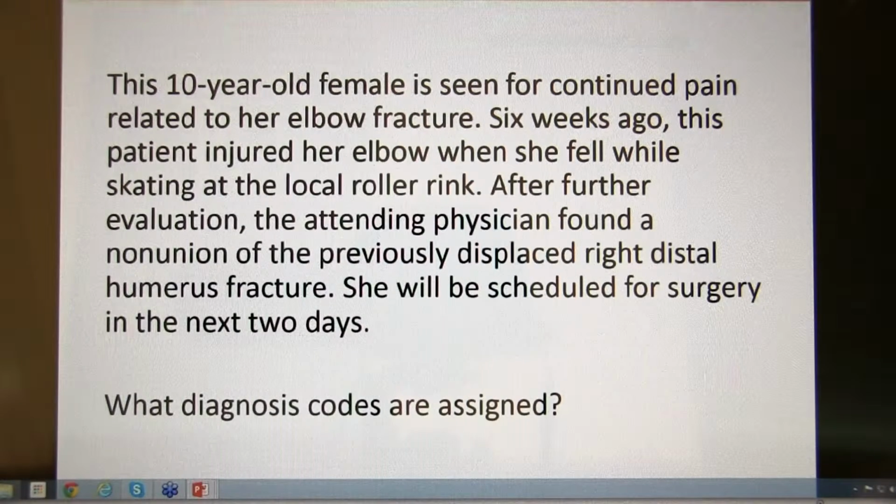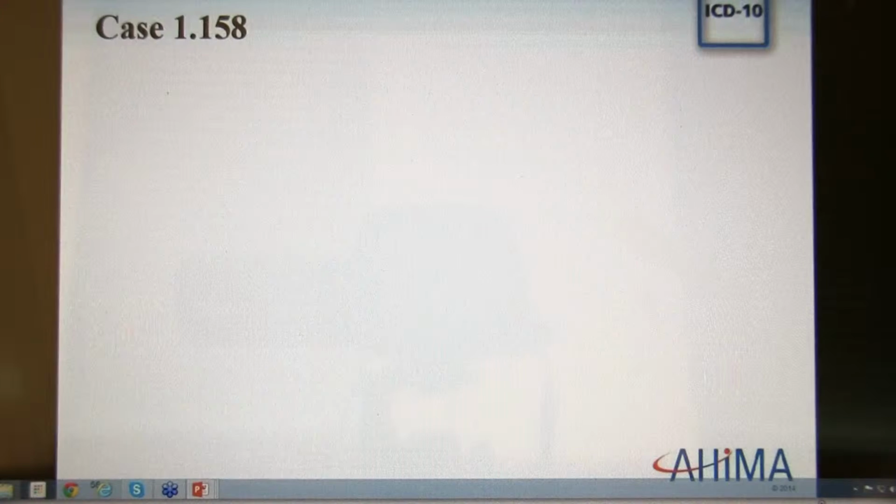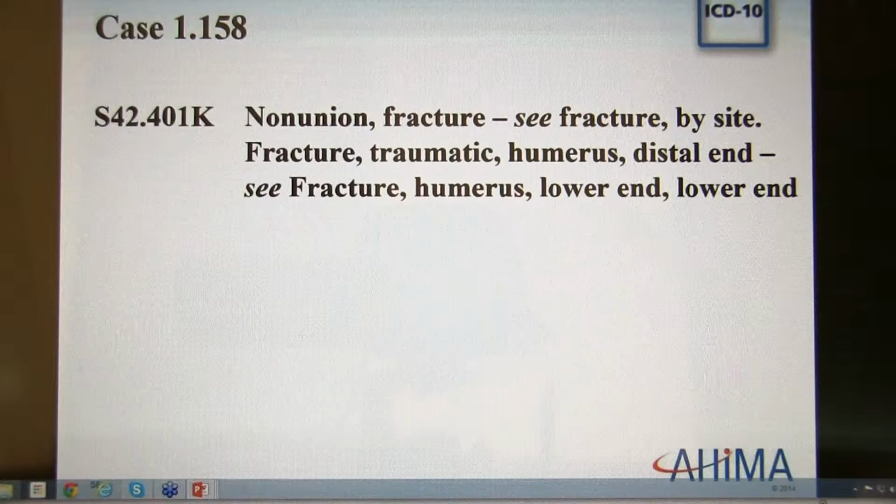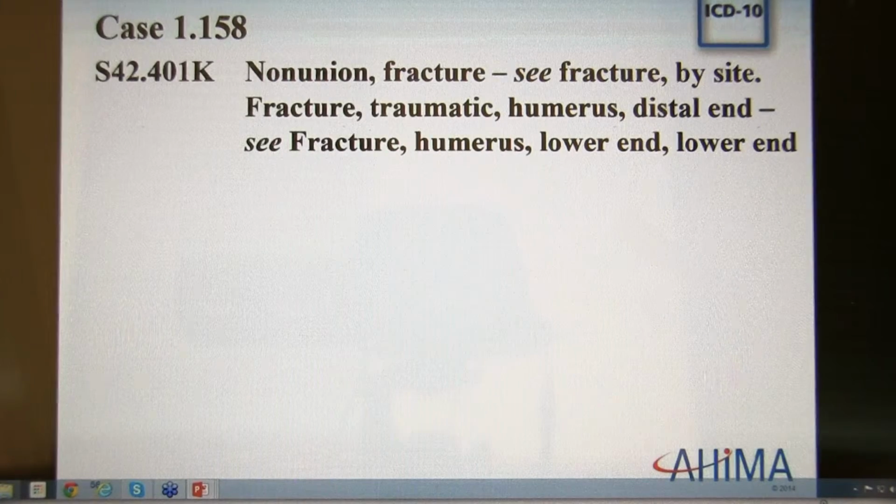Of the previously displaced right distal humerus fracture, and she's scheduled for surgery. So this is where we will go and we will code that original fracture by site. And then the 7th character K there is for the non-union.